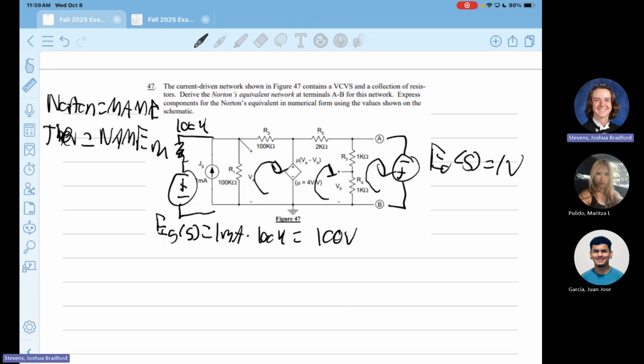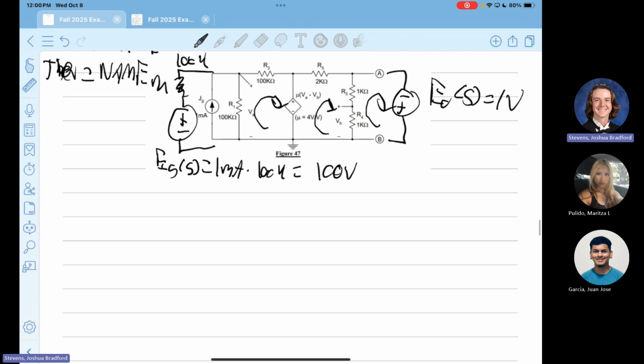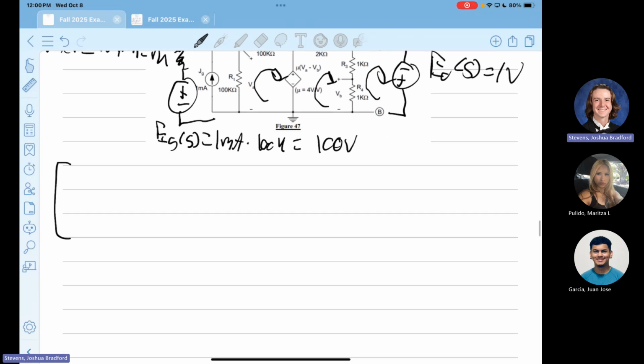So I have my voltage source pointing down. My polarity is going to ground. So therefore, I want my Norton's equivalent source at the end to point towards B. Does that make sense? If we were to point it towards A, we'd need to keep it in that direction. All right. So I'm going to do the matrix.